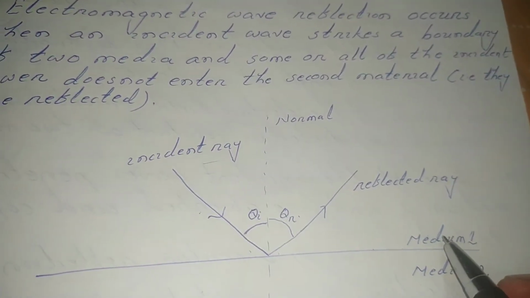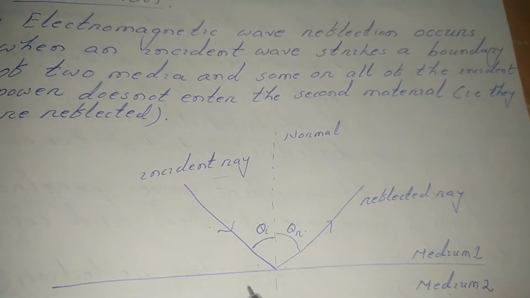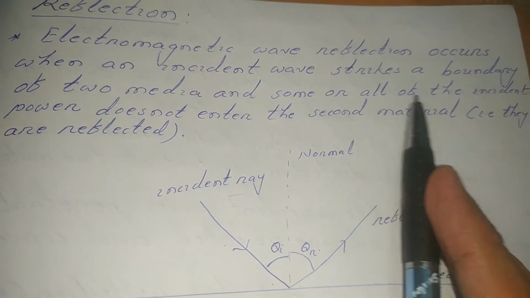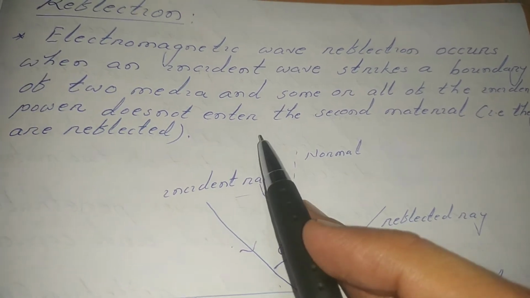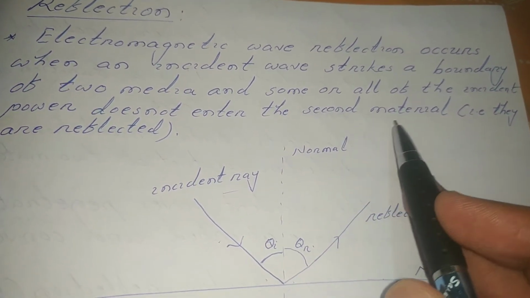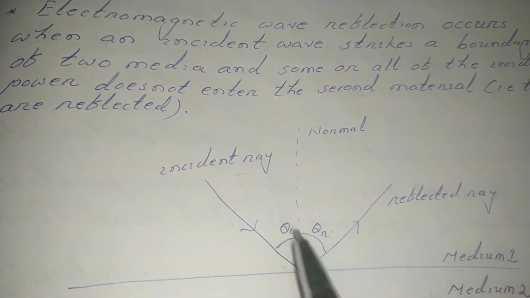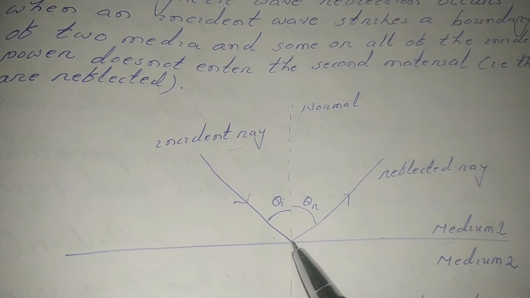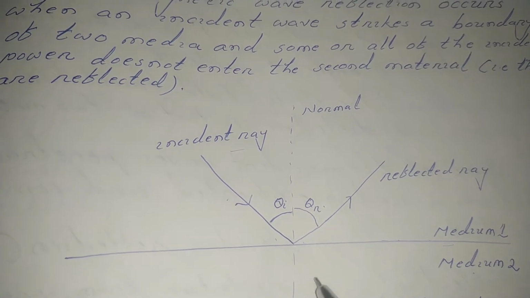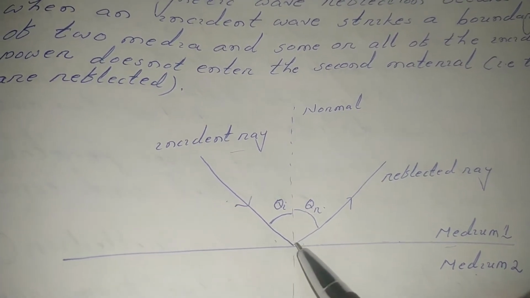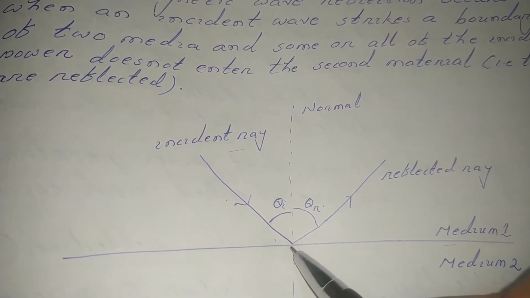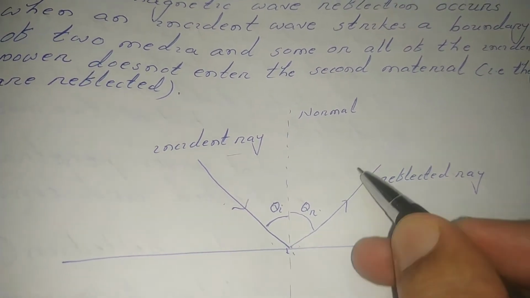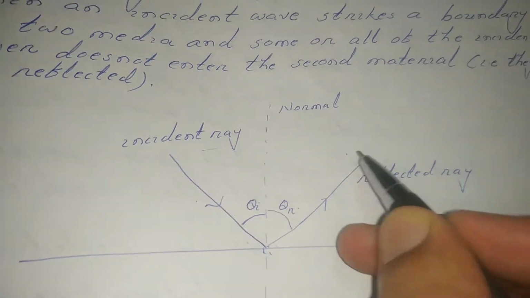This is medium 1 and medium 2. Okay, and that line represents what? The boundary of these two media. Some or all of the incident power does not enter the second material, that is they are reflected. Sometimes it also happens that some of the rays may pass to medium 2. But in reflection what happens? All the incident rays or waves, they are reflected back towards the same medium.